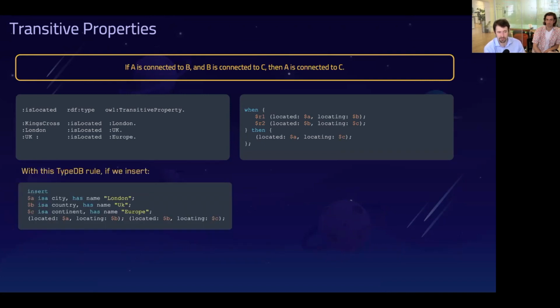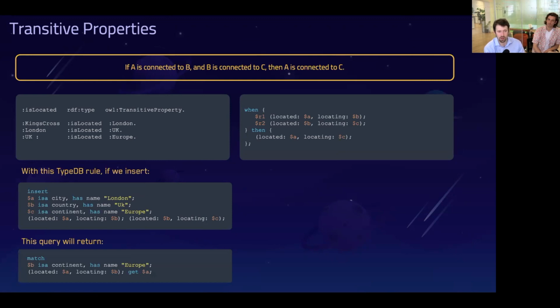So with this TypeDB rule, if we now insert London located in the UK, and the UK located in Europe, then this query will return also London, besides just the UK. So even though London isn't directly connected to Europe, it would still return the right result.